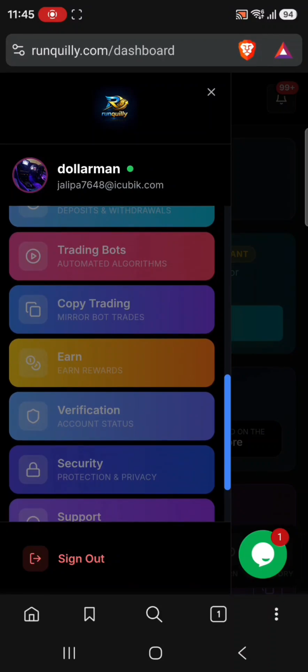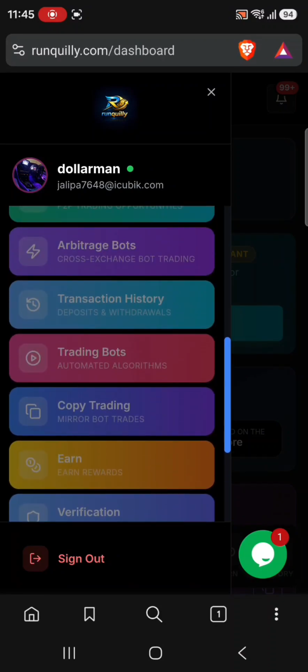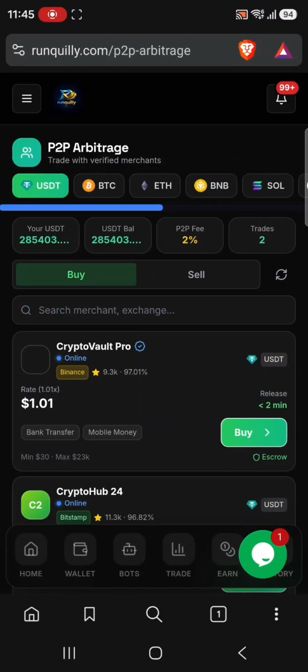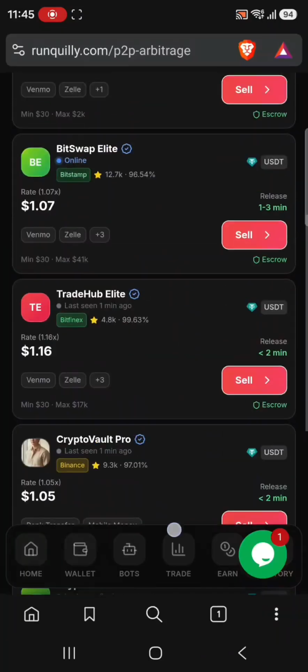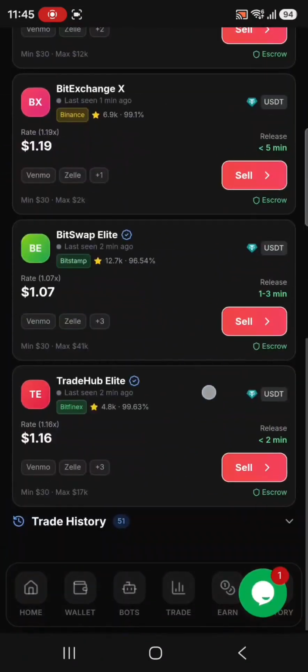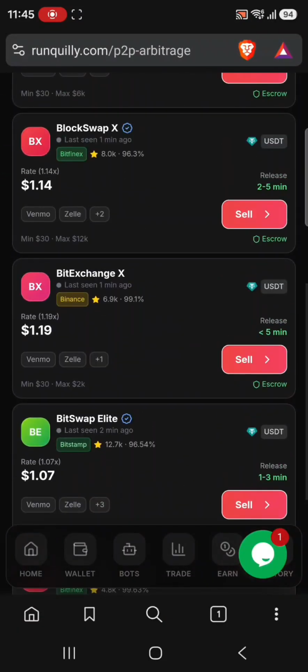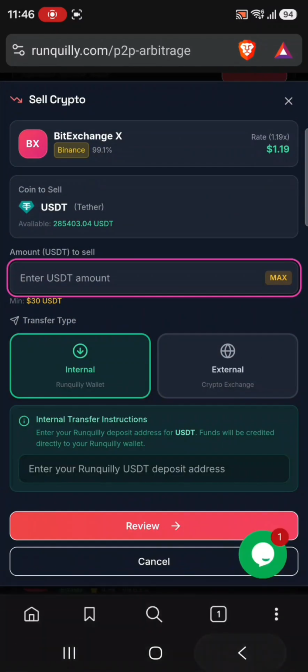As we are saying, we are trading crypto arbitrage, which we will be doing manually. We are not using bots, we are trading manually. So you buy low on Binance or any other platform like Bybit, KuCoin. There are so many platforms out here where you can buy your assets. Then you sell them higher on runquilly.com. So let me find the best price. Bit Exchange is always my guy, and I always sell with him.